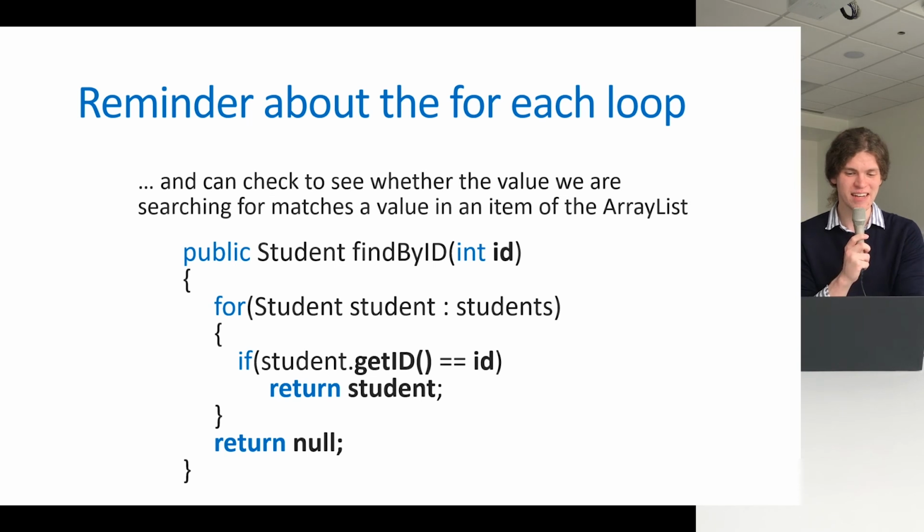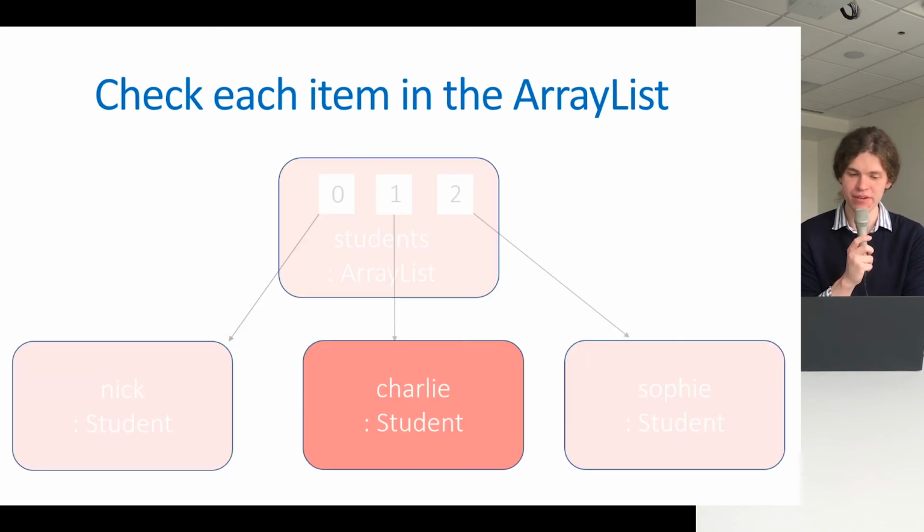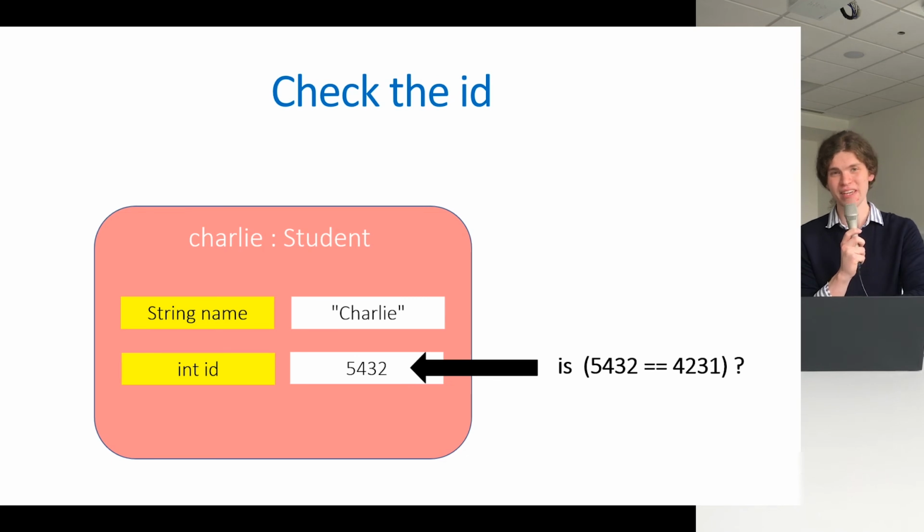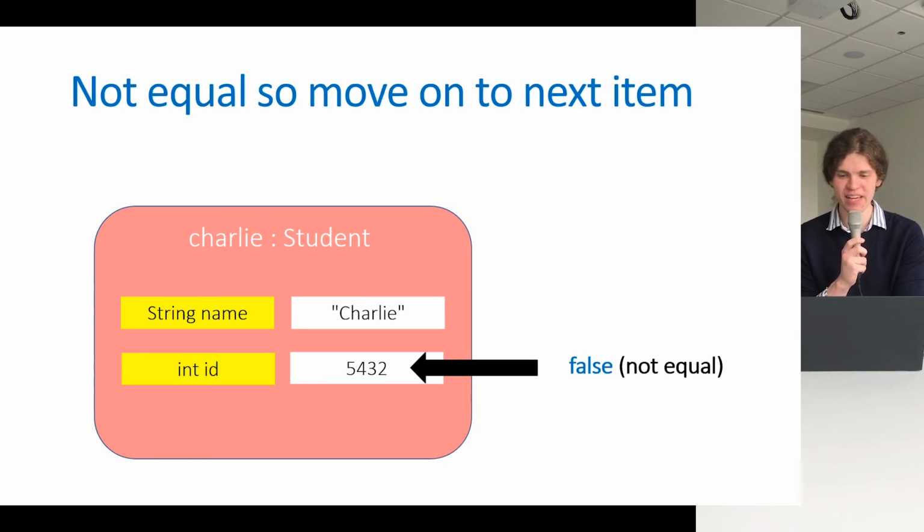We're calling the getID method for each of the student objects in the array list. Okay, so if it's not that one, then we iterate, we move on to the next student object, which is Charlie. And then we have a look at his ID, which is 5432. Return that, compare it with the ID which we're looking for, which we passed in, which is 4231. Are they equal? No, they're not. So we repeat the process. It's false. So therefore we iterate again.